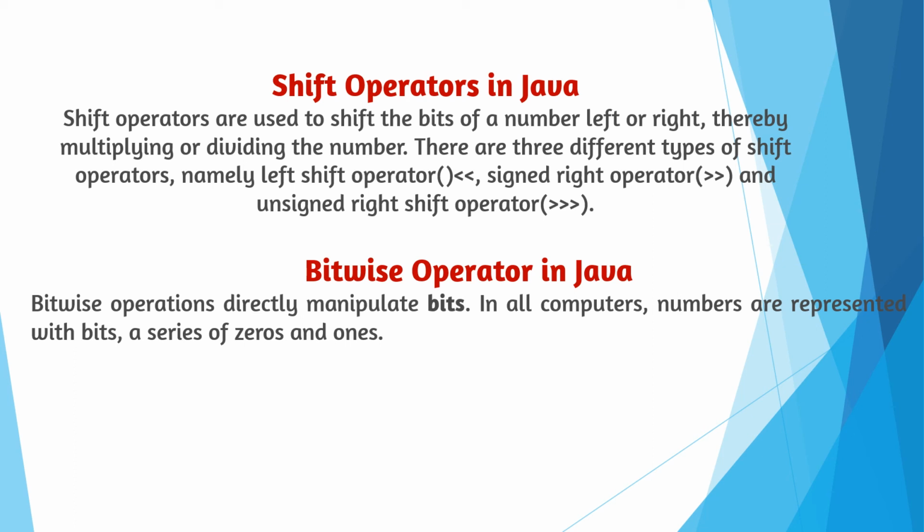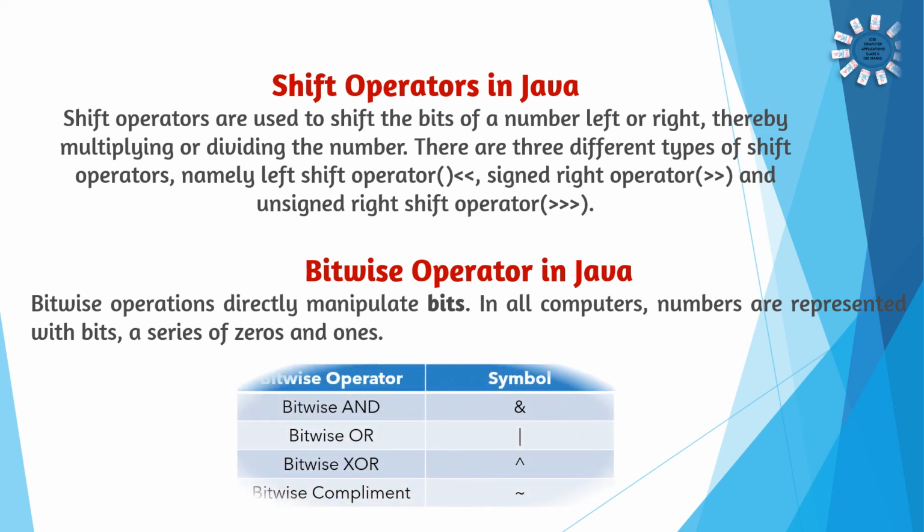First it will be converted to binary or bits, then the operation will be done on that operator. And the different types of bitwise operators are bitwise AND, bitwise OR, bitwise XOR, and bitwise complement.